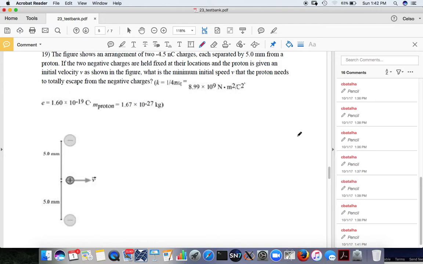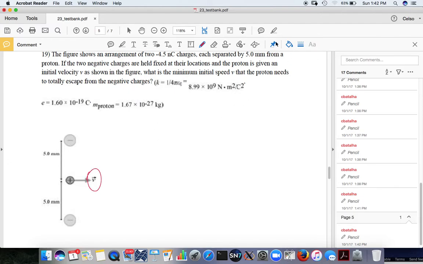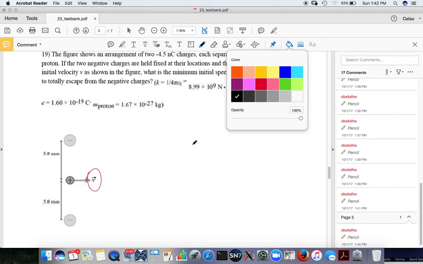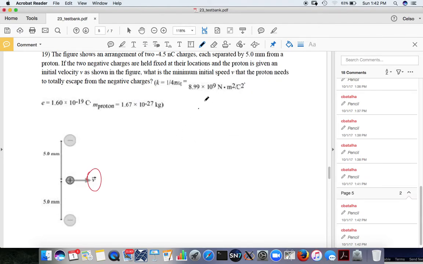A figure shows an arrangement of two negatively charged particles, separated by this much from a proton, a positive charge. If the two negative charges are held fixed at their location, the proton is given an initial velocity v. What is the minimum initial velocity? Well, that's the same idea, right?